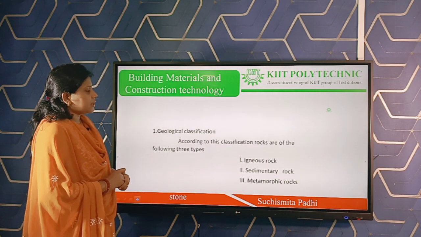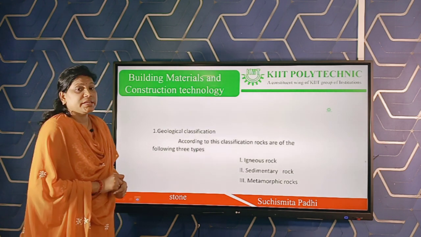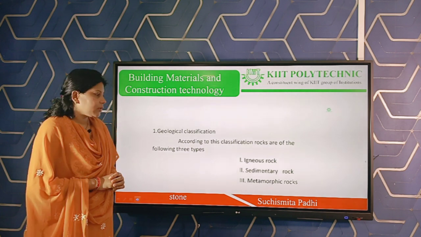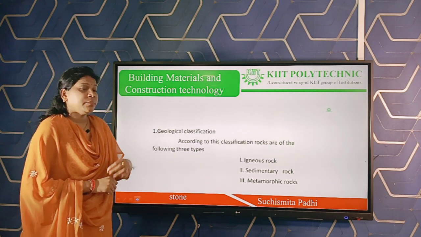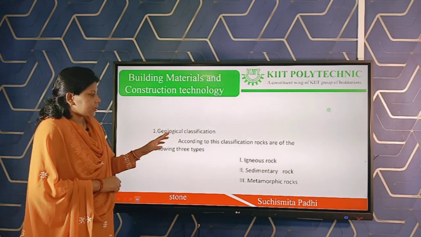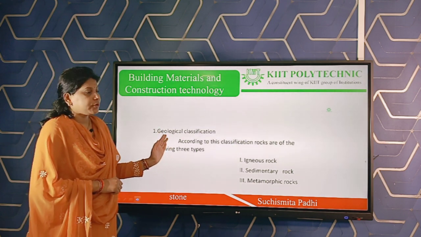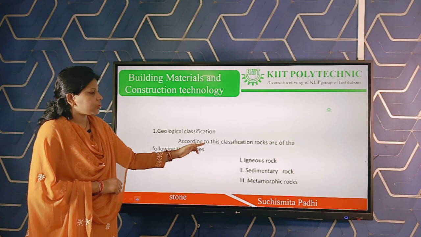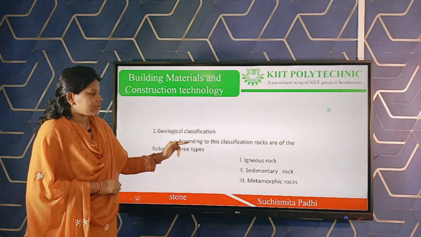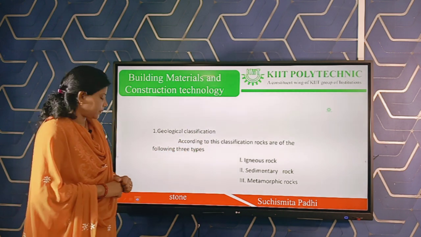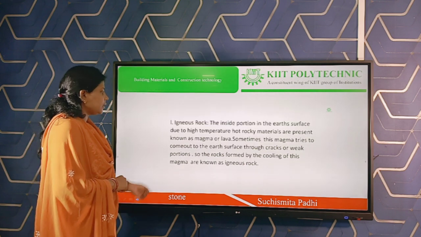So, according to this classification, rocks are of three types: igneous rock, sedimentary rock, and metamorphic rock. This is the geological classification. So, first one is igneous.